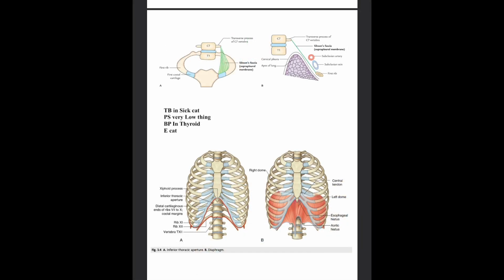Veins that pass through the thoracic inlet. For that I created a mnemonic: BP IN thyroid, blood pressure in thyroid. B stands for brachiocephalic vein, and PIN: P stands for posterior intercostal veins, right and left first posterior intercostal vein, and thyroid: T stands for inferior thyroid vein.